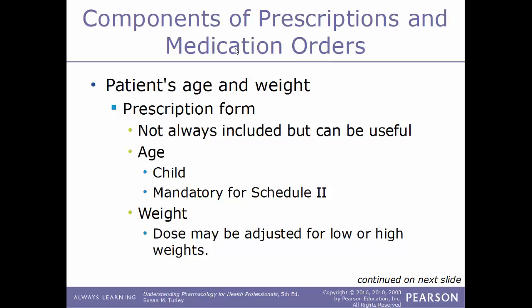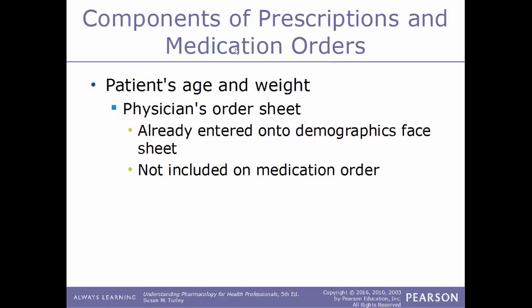So the age of a child will be needed on a prescription form if you are prescribing a Schedule II drug. And when it comes to the patient's weight, the dose may have to be adjusted either high or low, depending on the weight of that patient. When it comes to the physician's order sheet, the patient's age and weight are already entered into the demographics face sheet, so these will not be included on a medication order.